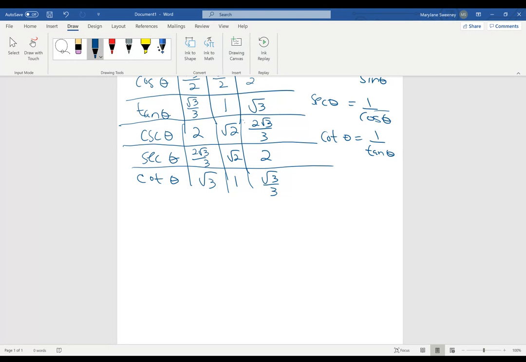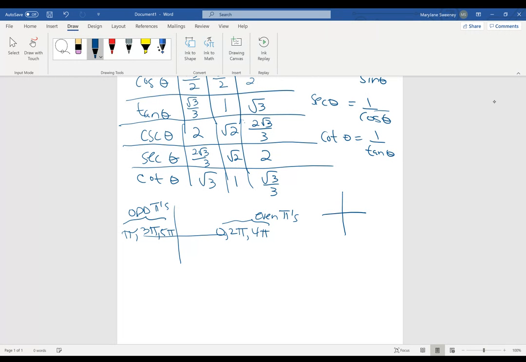Some other things you're supposed to remember is that all of your odd pi's, so we start here at 0. This is 1 pi. This is 2 pi. This is 3 pi, right? Pi goes 180 degrees. 4 pi, 5 pi. So you should know that your odd pi's are the same as pi, and your even pi's are the same as 0 or 2 pi.